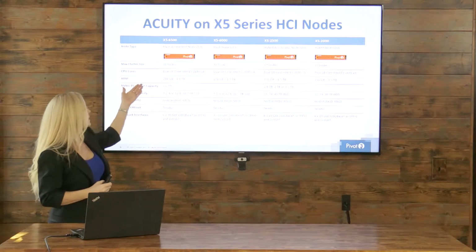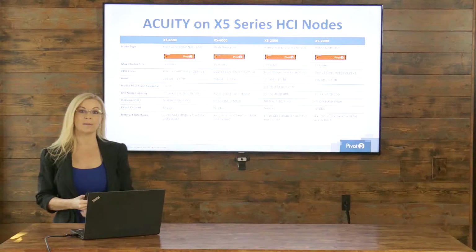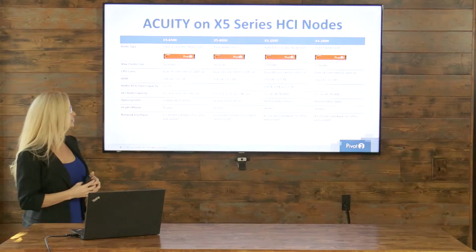As you come down, you can see per node, you can have up to 1.5 terabytes of memory across the whole portfolio. And you'll see our NVMe sizes vary depending on the model that you select. If you're an all flash, it's set at a 1.6 terabyte NVMe card per node. If you're in a hybrid, it could vary all the way up to 3.2 terabytes of NVMe per node.